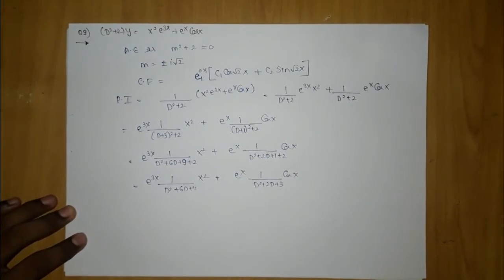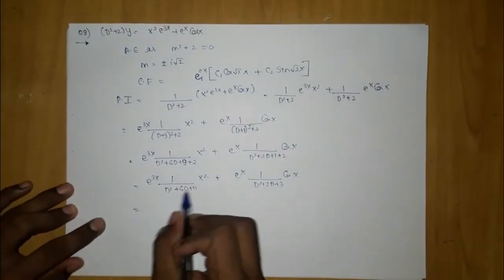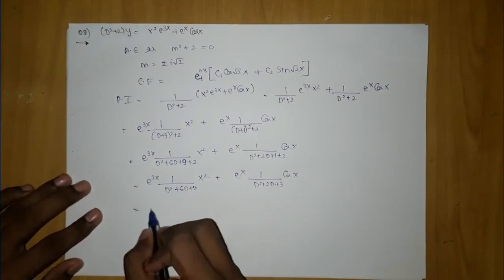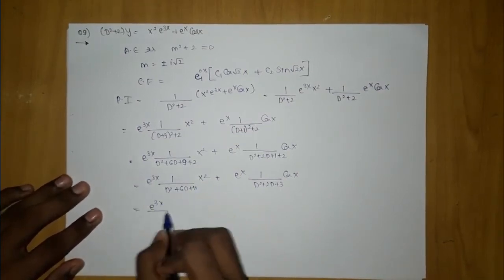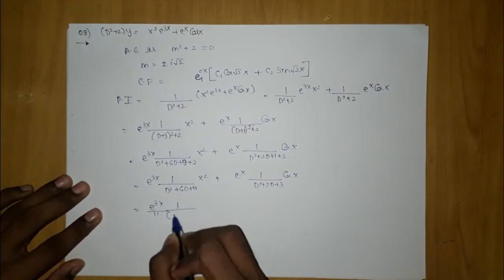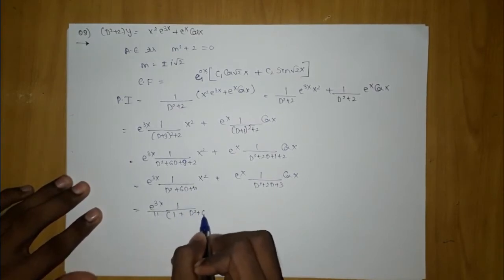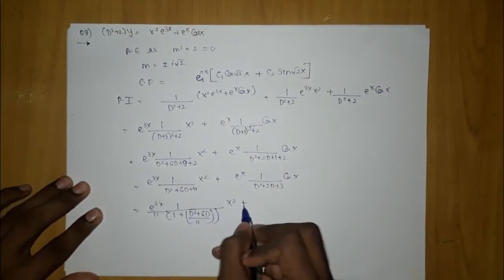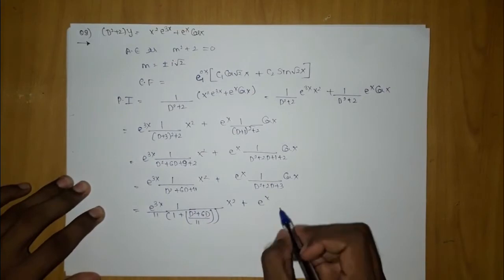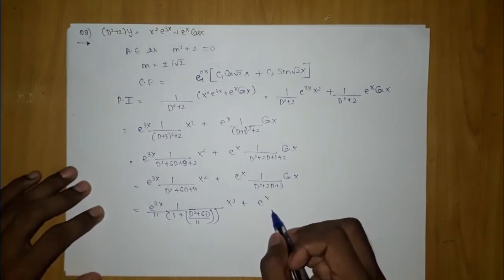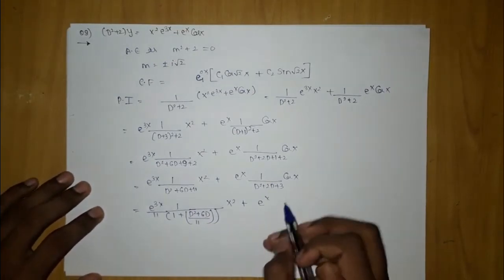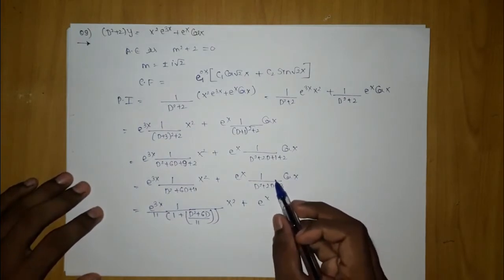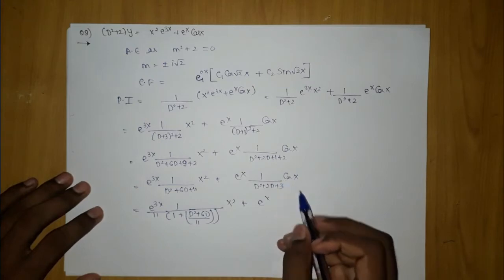Now what we can do here, we'll take the lowest power outside, which is 11. So if we take the lowest power outside, we are going to get 1 by (1 + d²) plus 6d by 11, into x square. And here if we substitute x by minus 1, since it is cos x, we are going to get plus 2, right?